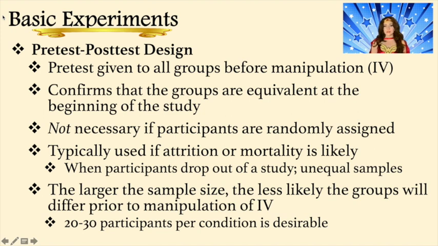So let's take a closer look at the pretest-post-test design. On the left-hand side, you collect your sample of research participants. Again, ideally, the participants are randomly selected. Once you have a group of randomly selected participants, you begin to randomly assign them to either the experimental group or the control group.